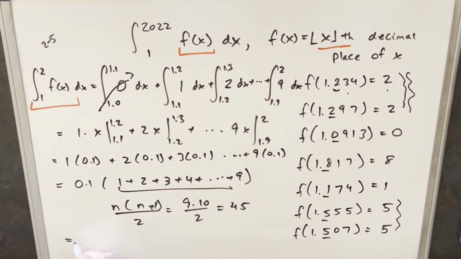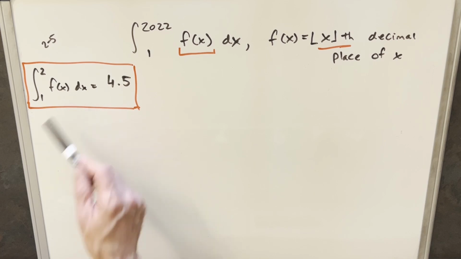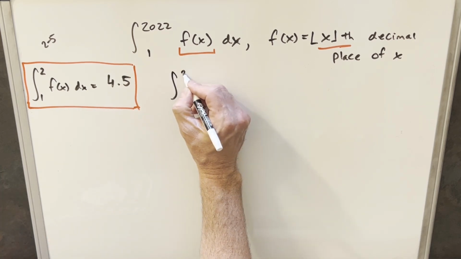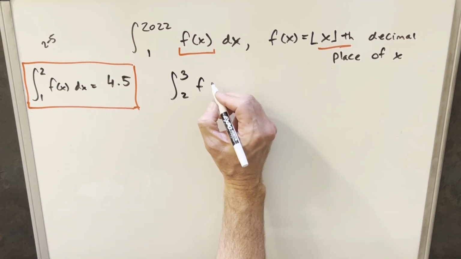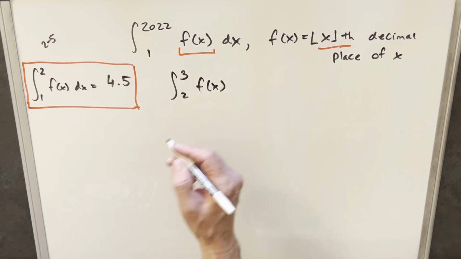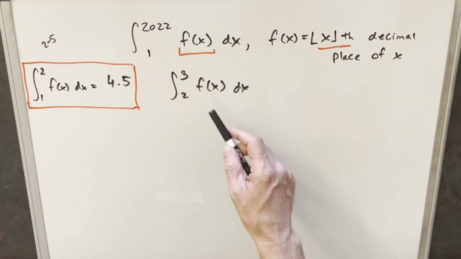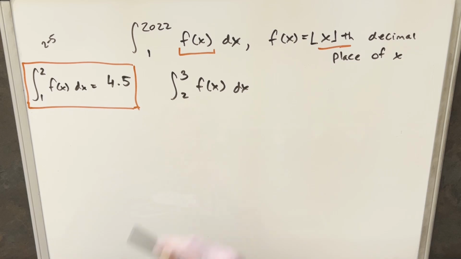So putting that back here, we're just going to have 0.1 times 45, which is just 4.5. So now that we have a value for our integral from just 1 to 2, we can do the same thing from 2 to 3. And we're just going to have to do this 2,022 times, and then we'll be done. Okay, hopefully we'll find a shortcut somewhere along the way, but let's just look at this next example.